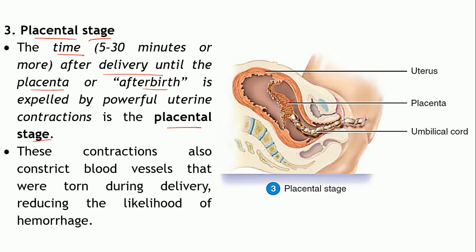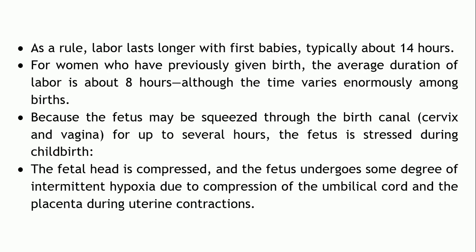Okay. These contractions also are protective in nature, in that they will constrict any blood vessels which are ruptured, so that hemorrhage can be prevented. Otherwise, what will happen? Excessive bleeding will take place and hemorrhage might occur. So that can be prevented by these uterine contractions. So these are the 3 stages of true labor.